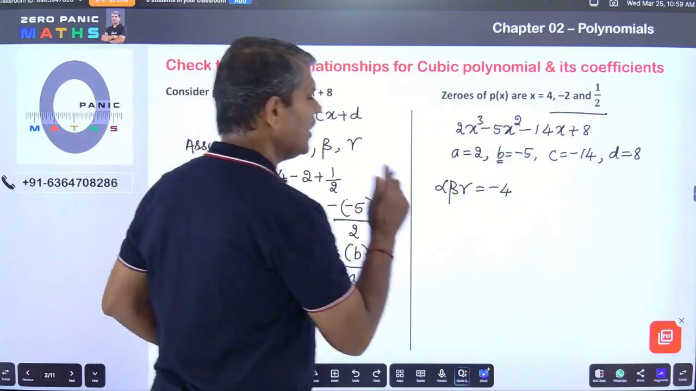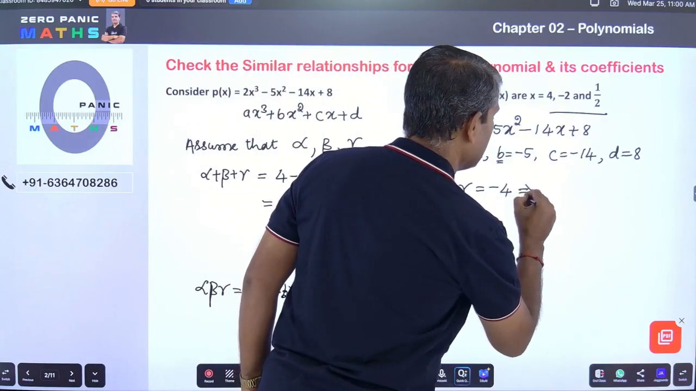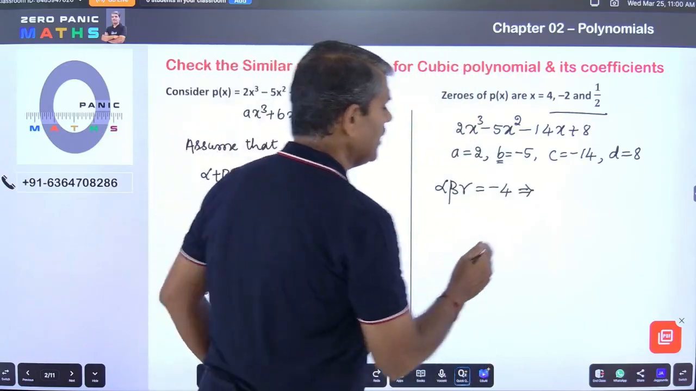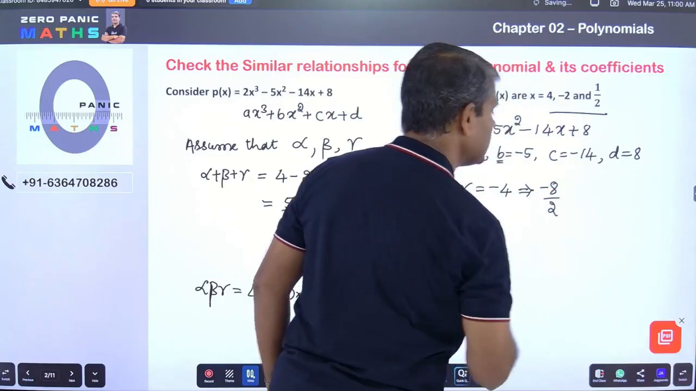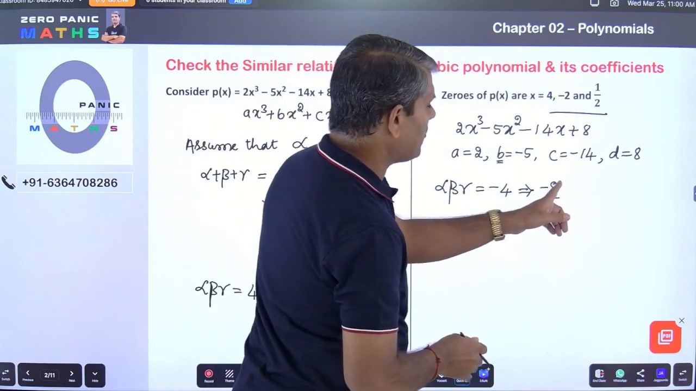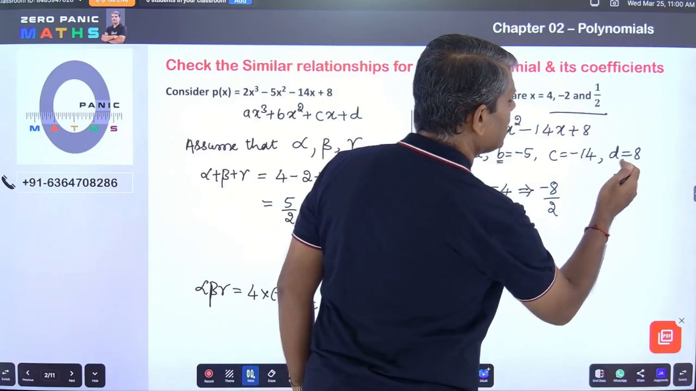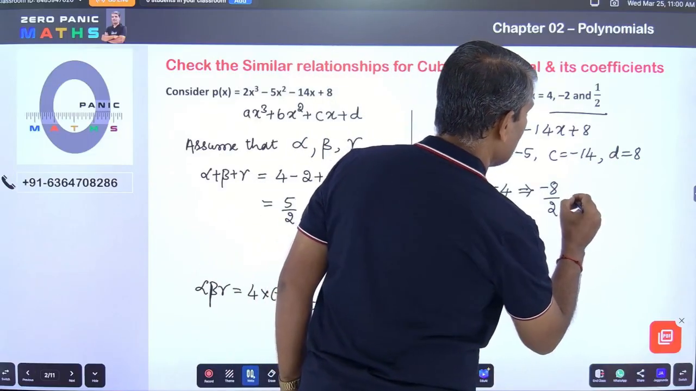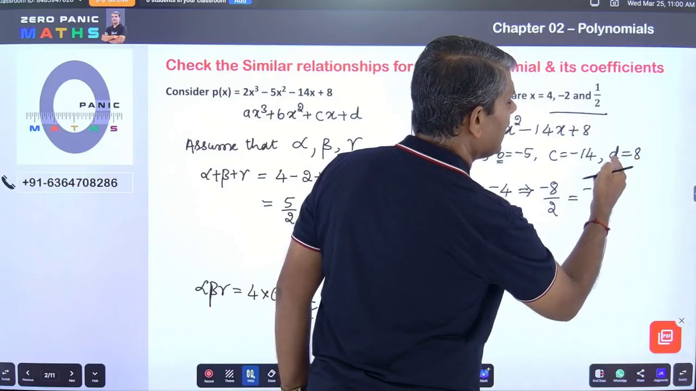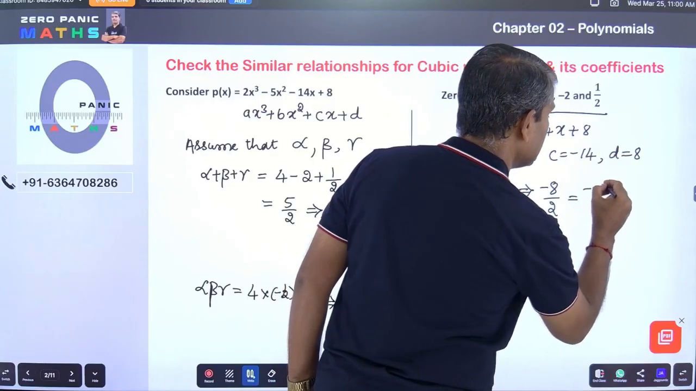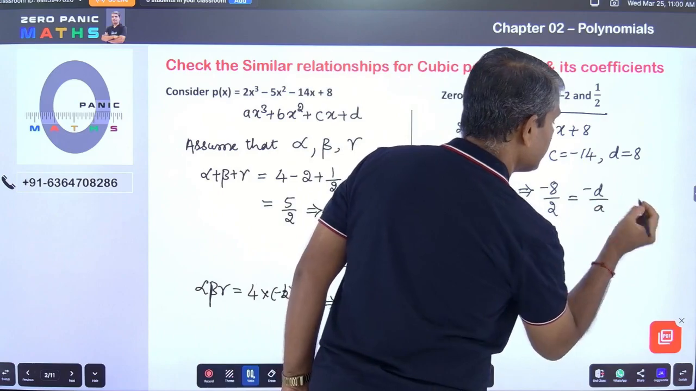Observe carefully here how I'm converting minus 4 into the form of d by a. So minus 4, I'm writing as minus 8 by 2. It is actually minus 4 only, but I'm writing it in the form of minus 8 by 2 because I want 8 to be equated to d. So minus, I'm keeping as it is. And what is 8? That is d. And what is 2? It is the value of a.